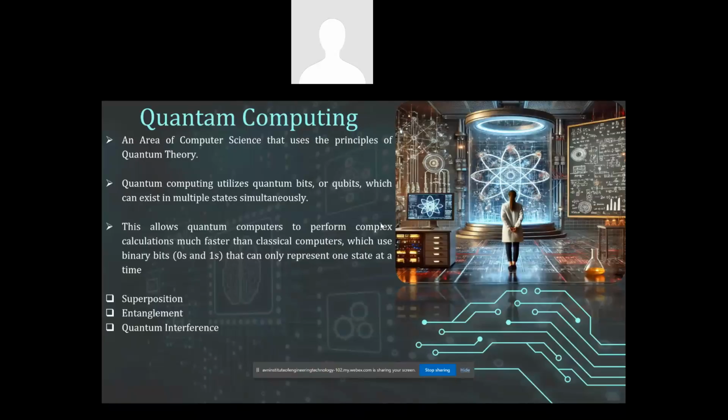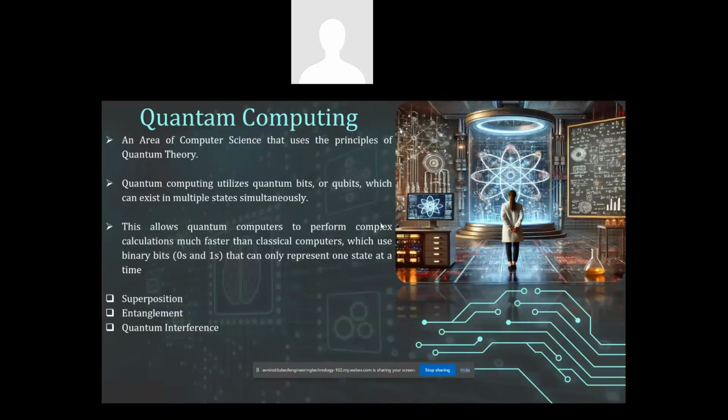In the quantum world, the bits are represented as qubits, which can be zeros and ones. But the main difference in the quantum computer is that if you take one bit, which has two states, it can exist in both states simultaneously. That is the major difference between classical computing and quantum computing. That is superposition. We have different concepts like superposition, entanglement, and quantum interference.